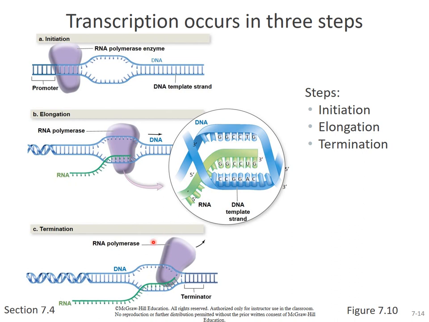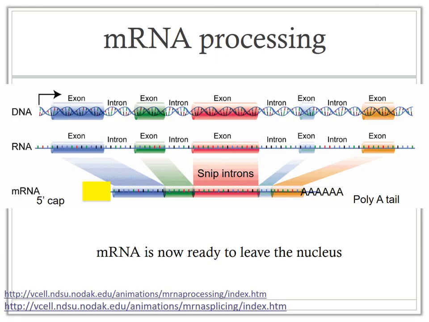Then the termination step. The RNA polymerase molecule will reach the terminator sequence that is found on the DNA template. Once it reaches that, the RNA polymerase is released and leaves the DNA molecule. The RNA molecule that's being created will then break off and float away. It will be separate from the DNA, and the DNA will close back up. So now the messenger RNA molecule has been created.